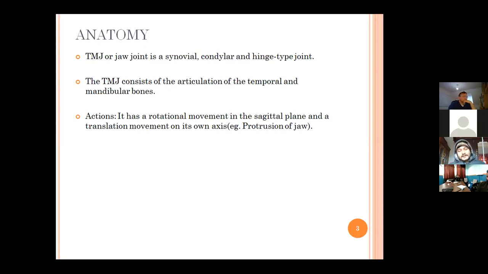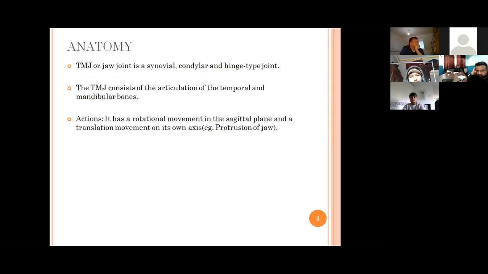Those functions are carried out by certain movements, and the TMJ has both simple and complex movements. Simple movements are like in phonation, gesticulation, swallowing and breathing, and complex movements are like incision and chewing. Those movements are basically categorized into two types: one is the rotational movement in the sagittal plane and the other is a translation movement in its own axis.